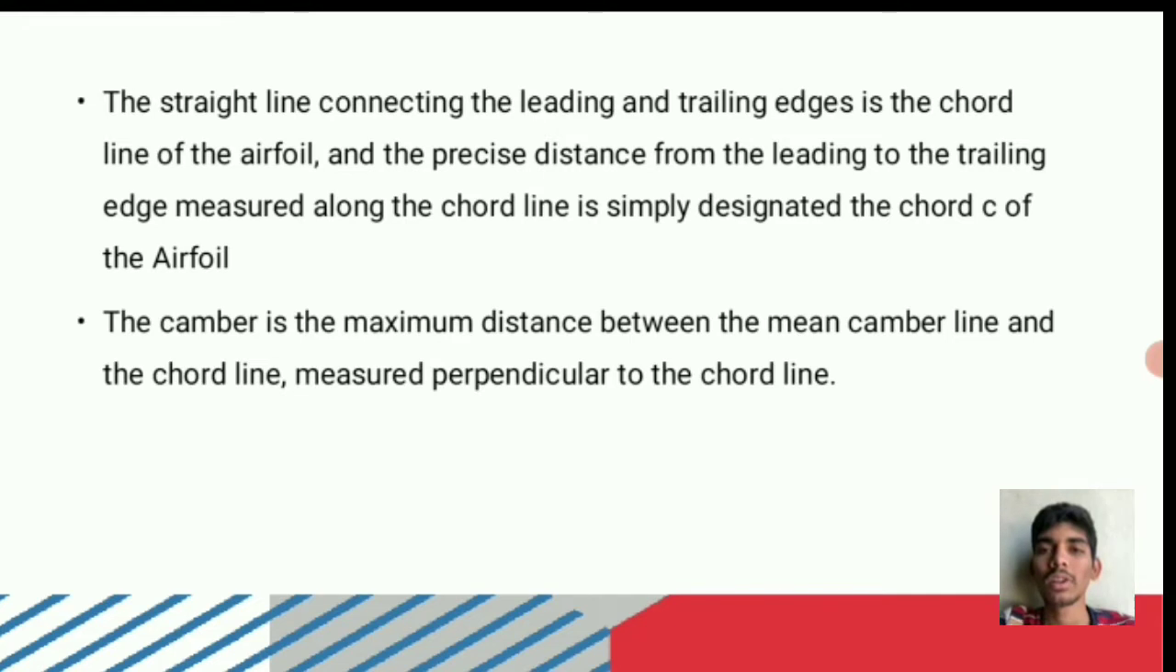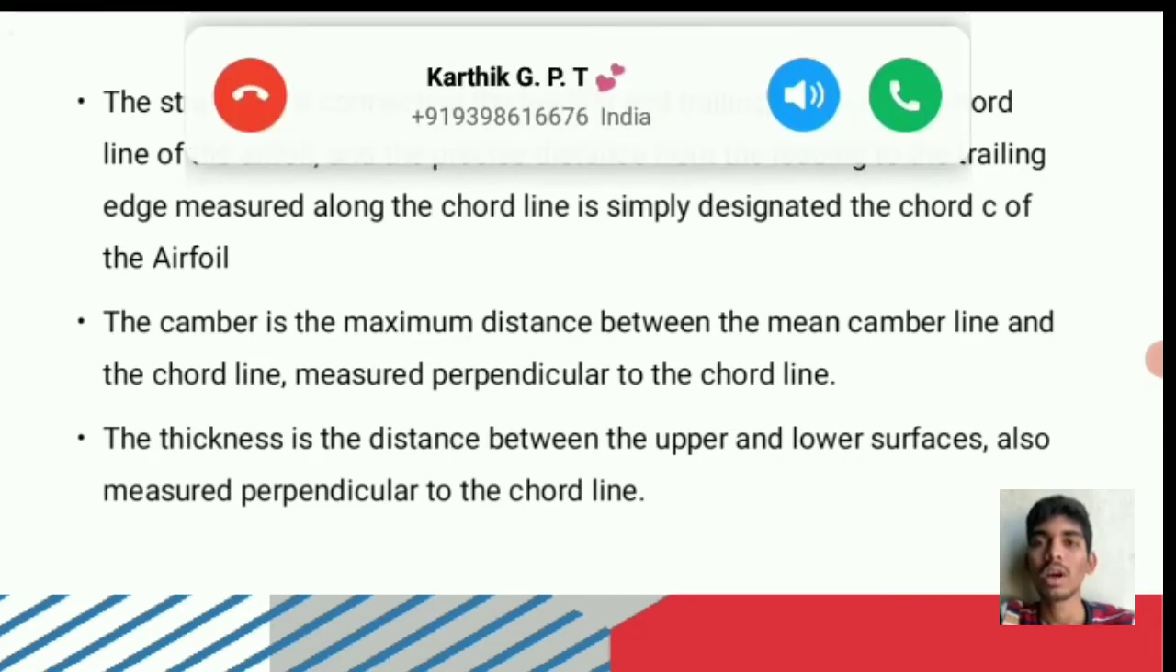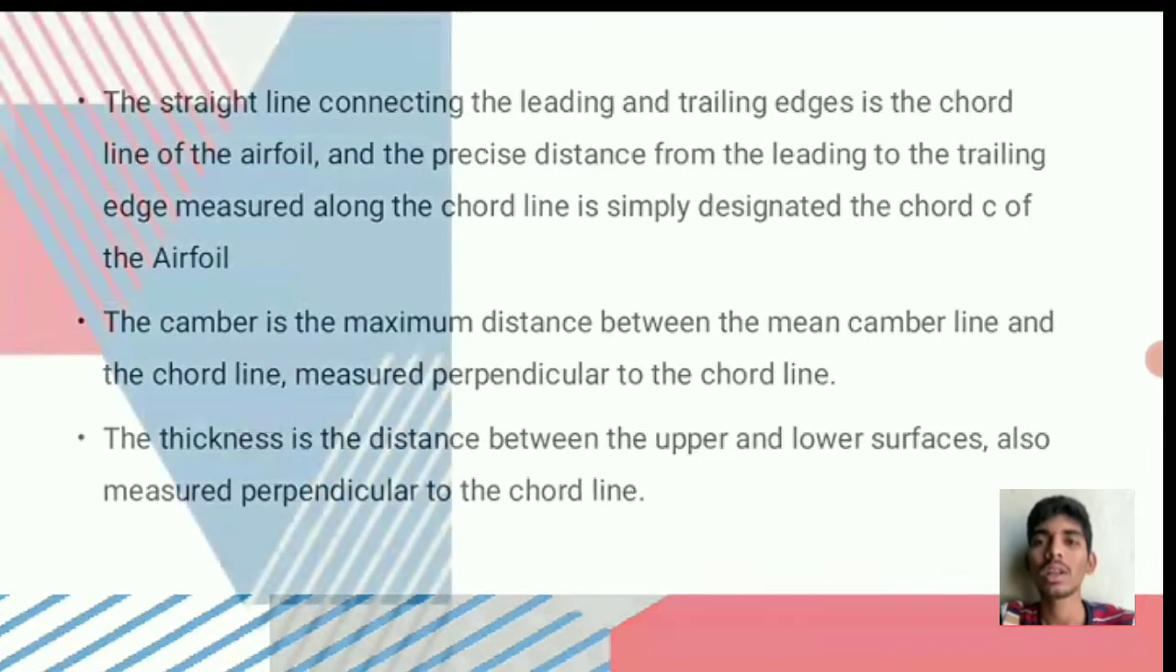The camber is the maximum distance between the mean camber line and the chord line, measured perpendicular to the chord line. And next, the thickness is the distance between the upper and lower surface, also measured perpendicular to the chord line.